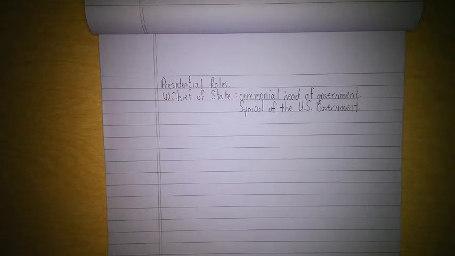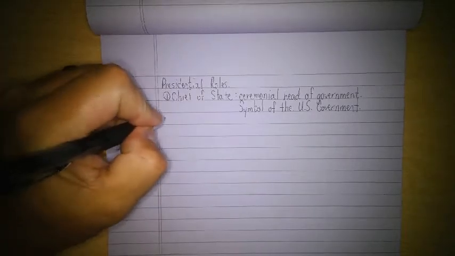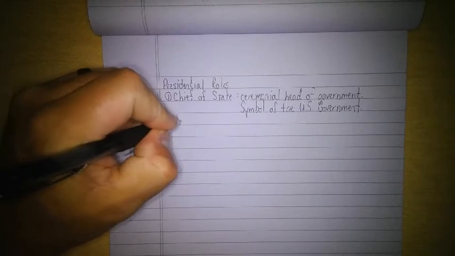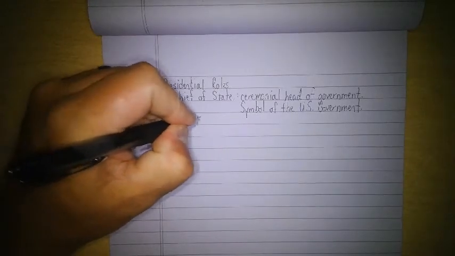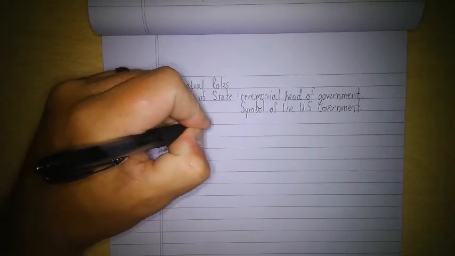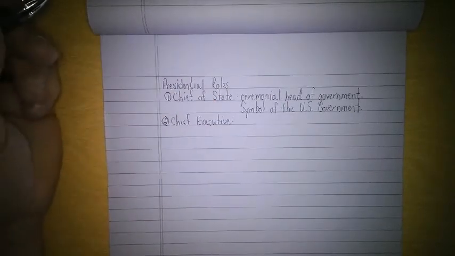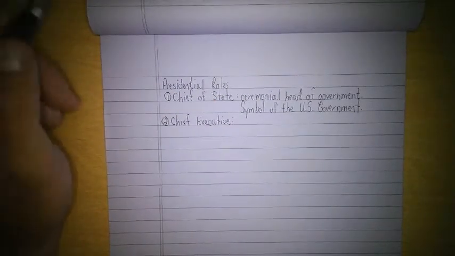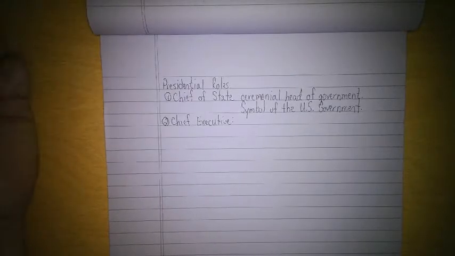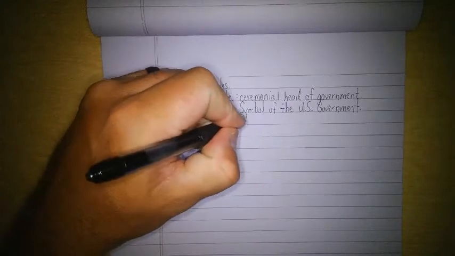So number 7 is letter B. Everybody good with the chief of state? Makes sense? All right, the second one that we're going to deal with is called the chief executive. Now, this one should be common sense. What branch of government is the president located in? The executive branch. So, obviously, he is the leader of the executive branch.